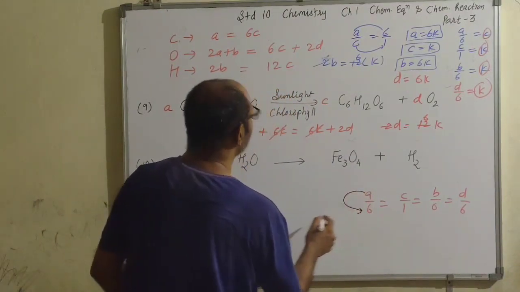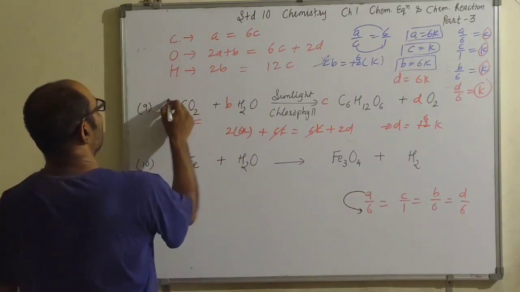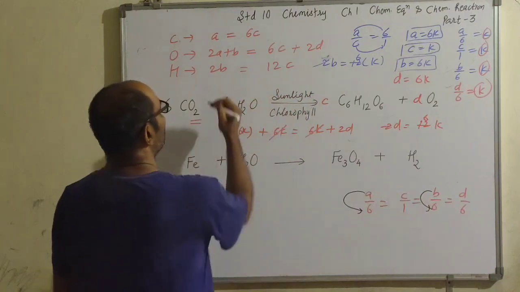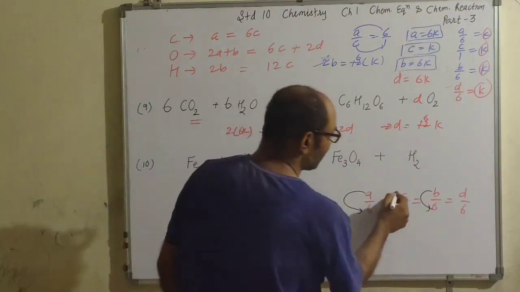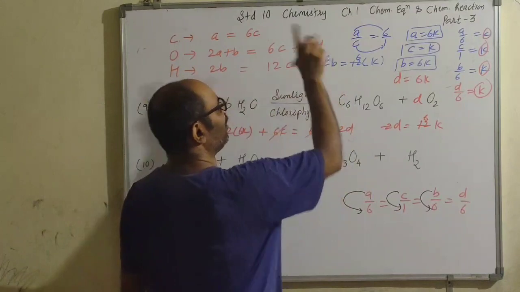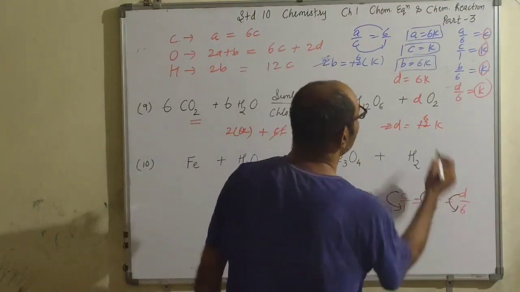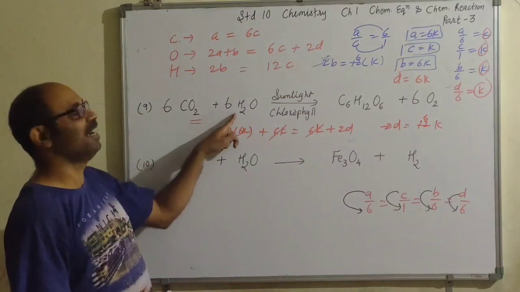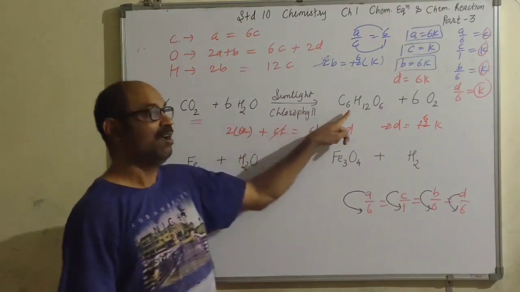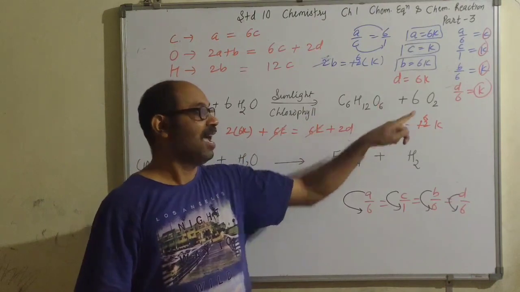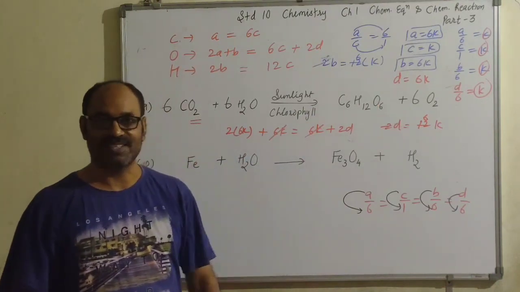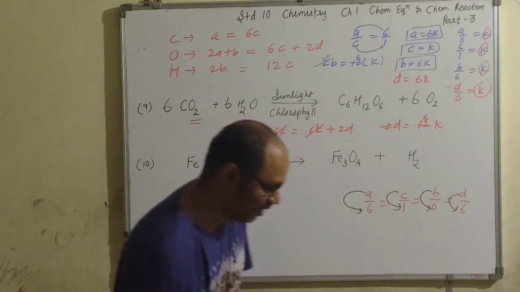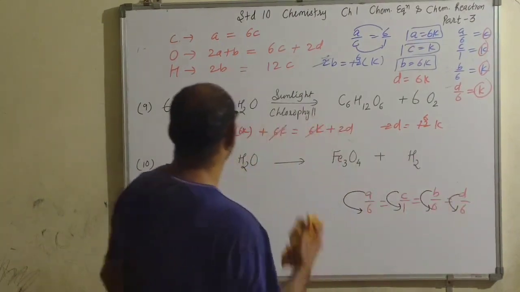What is A? This A is 6. What is B? B is here. What is B? 6. What is C? 1. Nothing to be written here. And what is D? 6. So now 6 molecules of carbon dioxide combine with 6 molecules of water to produce 1 molecule of glucose and 6 molecules of oxygen. So this is a balanced chemical equation now. Got it, children? The last one, but then on the list.